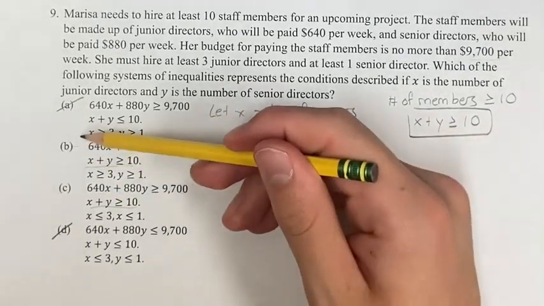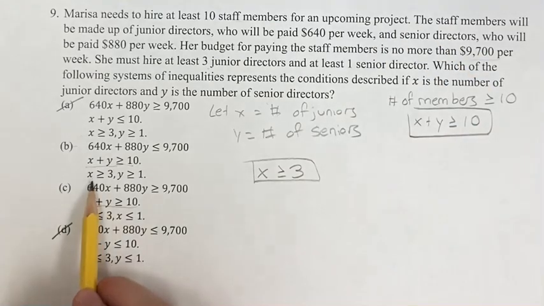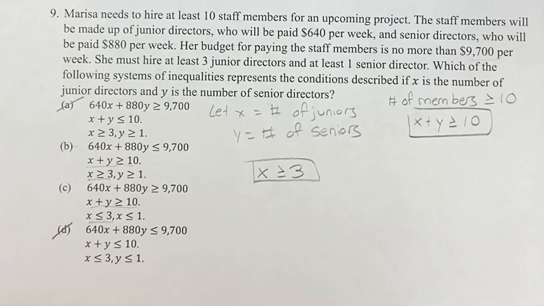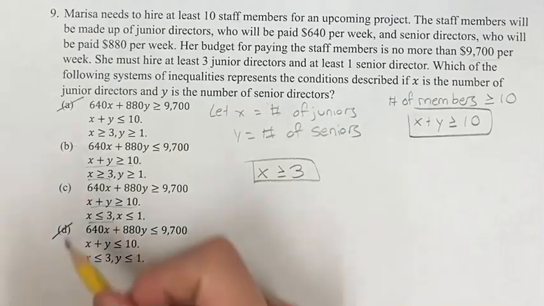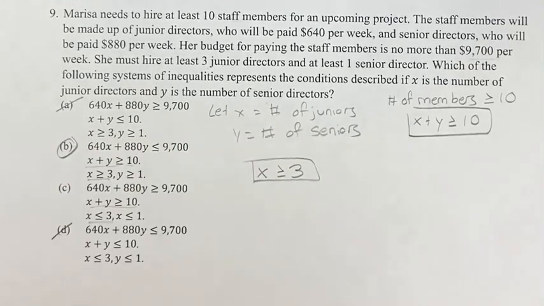And of B and C, which are the only 2 remaining, B has X is greater than or equal to 3, that's good. But C has X is less than or equal to 3. It doesn't have this one, so we know B must be our answer. We don't have to check our third and fourth inequalities. We know, because of process of elimination, that B is our final answer.